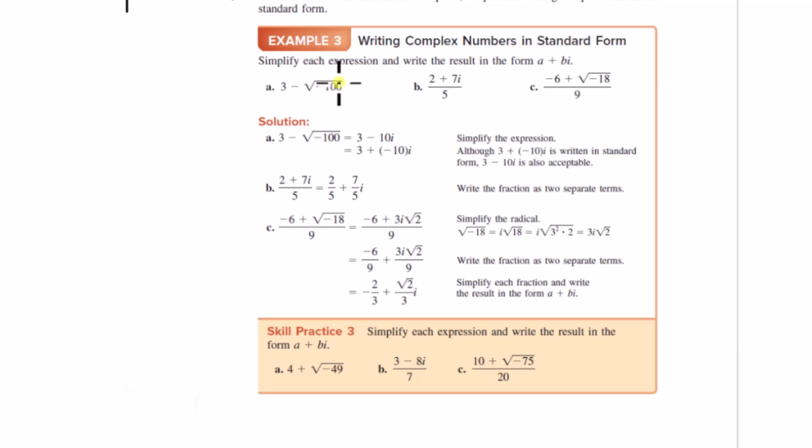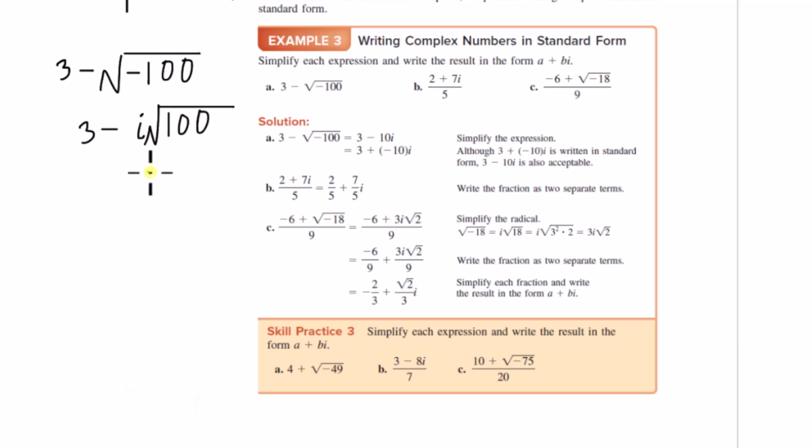So we've got 3 minus the principal square root of minus 100. Well, we know we can simplify this. We could take out an i. Then the principal square root of 100 is 10. Now that's in standard form, so we're done.